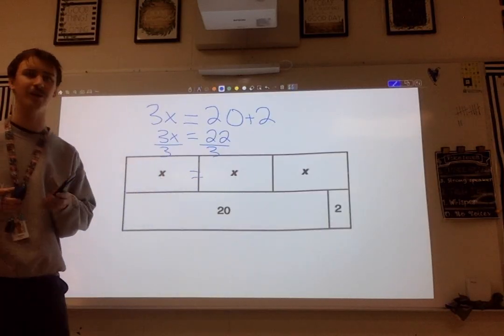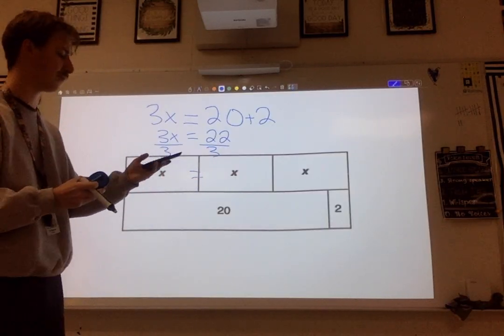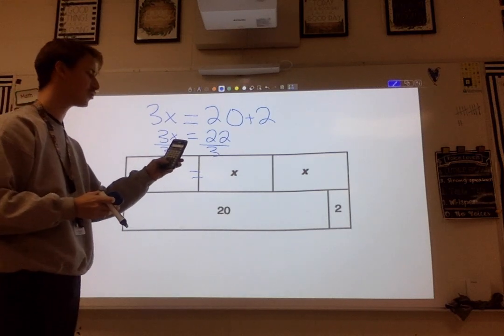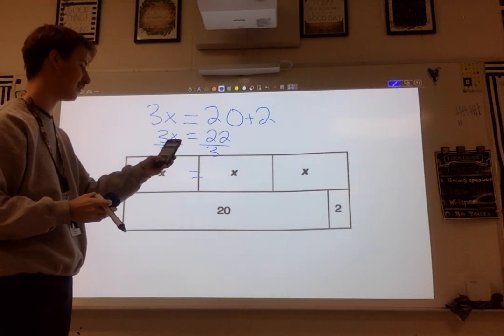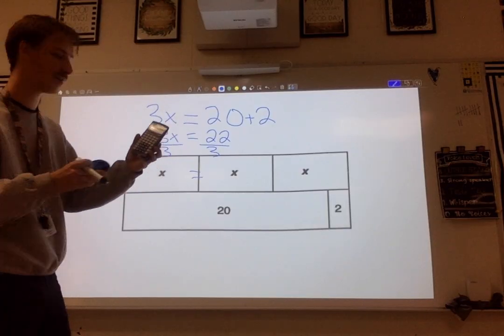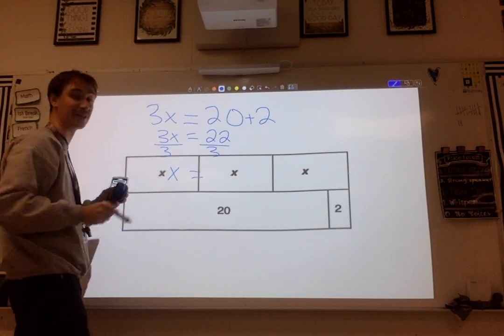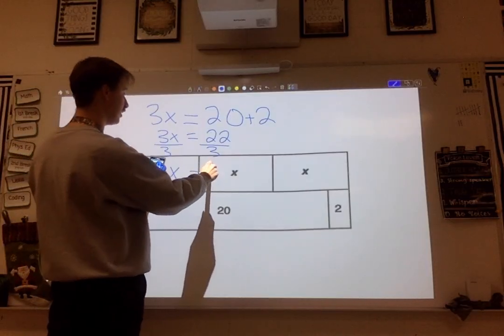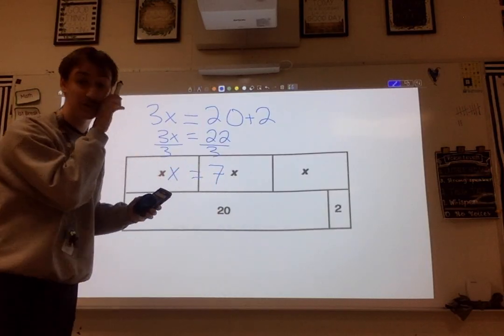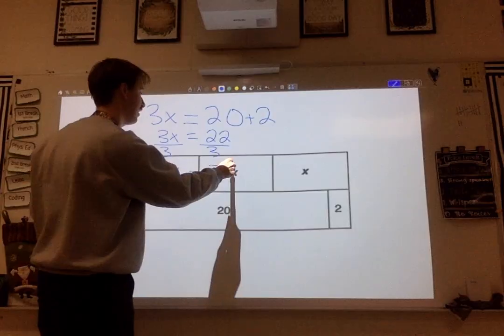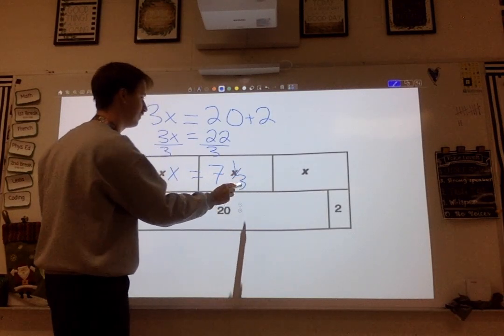I don't know 22 divided by 3 off by heart. I'm going to pull out my trusty calculator and go 22 divided by 3 equals 7.33, which means x, because that's all that's left on this left side, is equal to 7, and I'm going to use fractions again because I love it, and a 1/3.